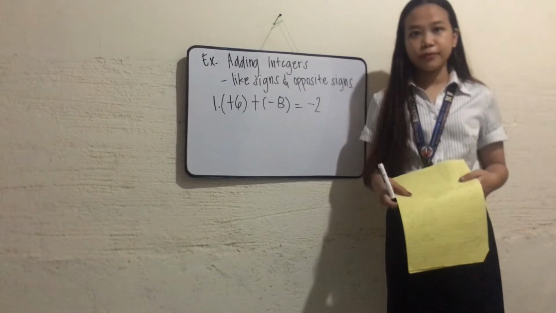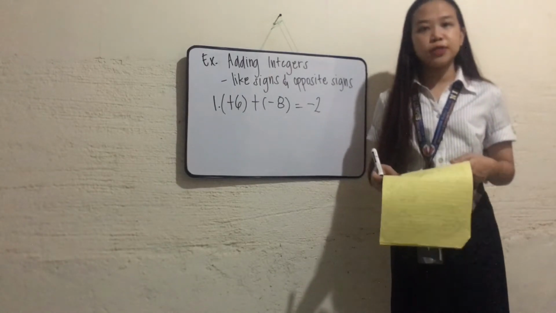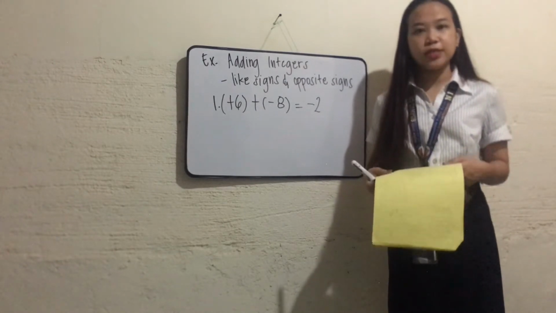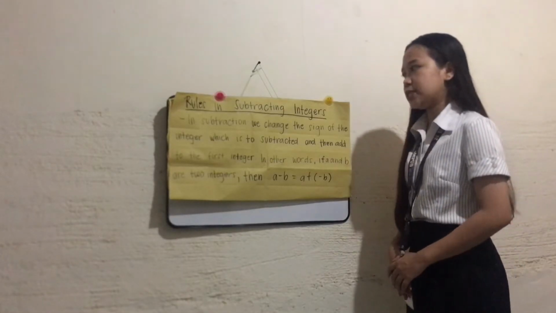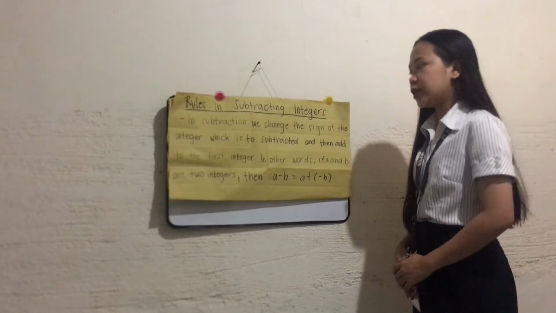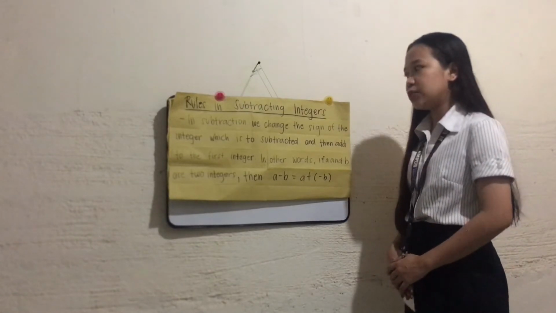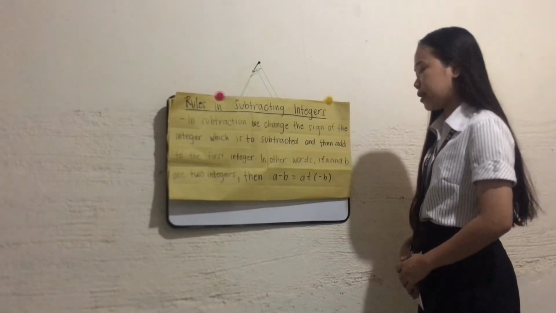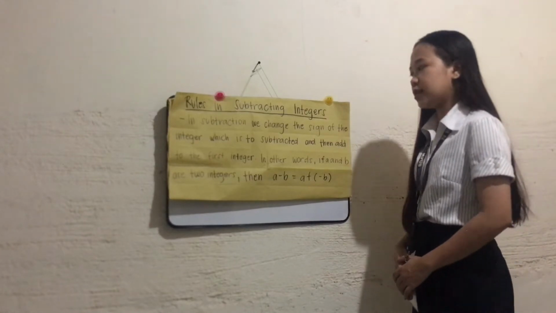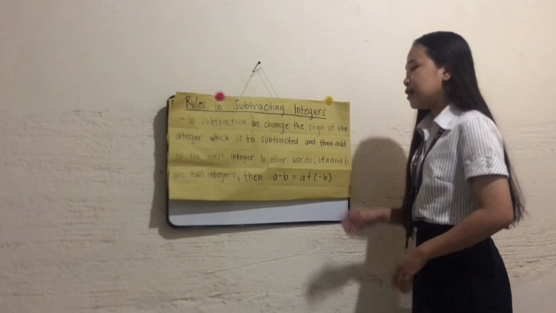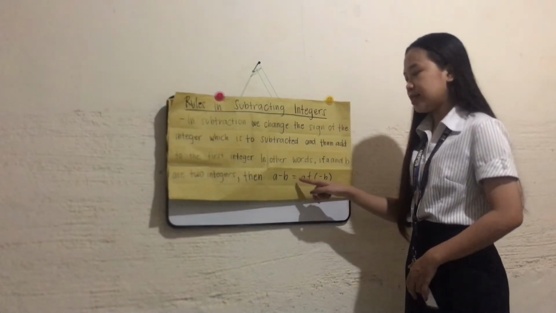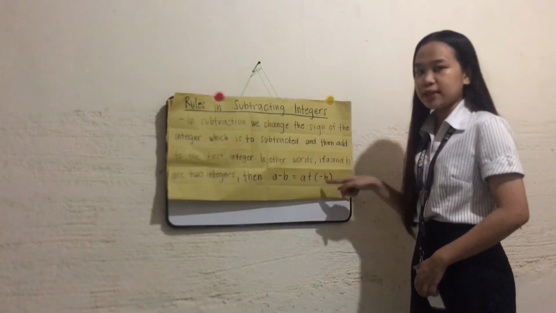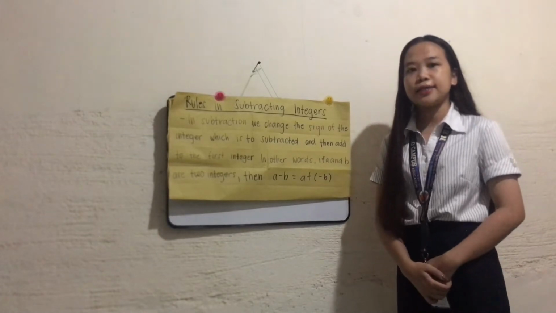Yes, ma'am. Okay, let's proceed to the next operation, which is subtraction. So next, rules in subtracting integers. In subtraction, we change the sign of the integer which is to be subtracted and then add it to the first integer. In other words, if a and b are two integers, then a minus b is equal to a plus negative b. Here are the examples.